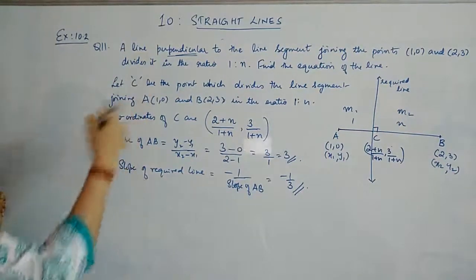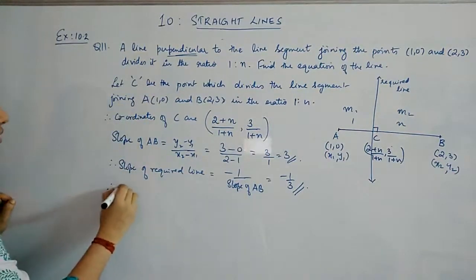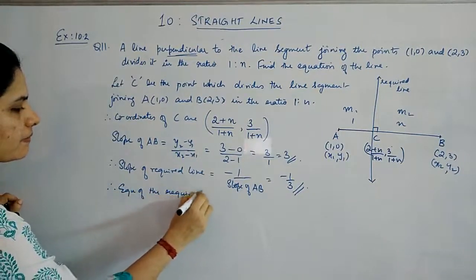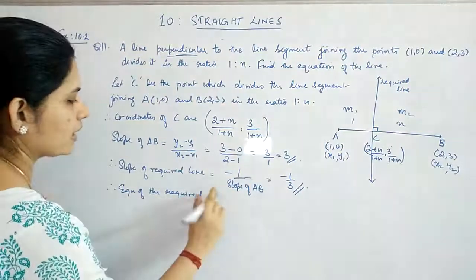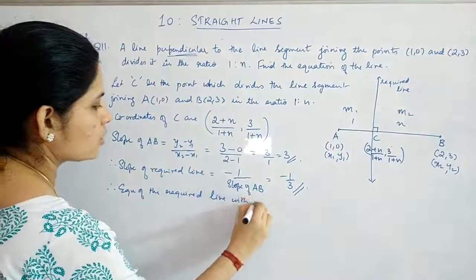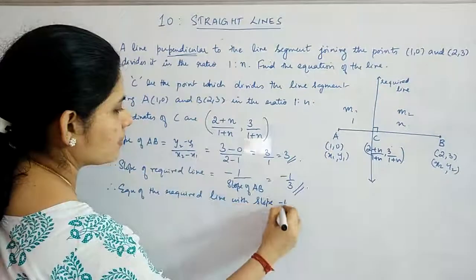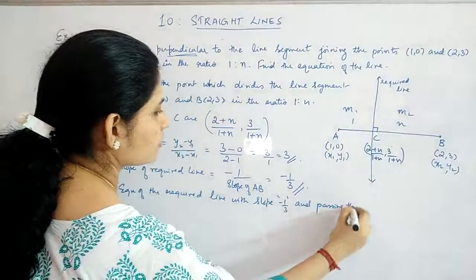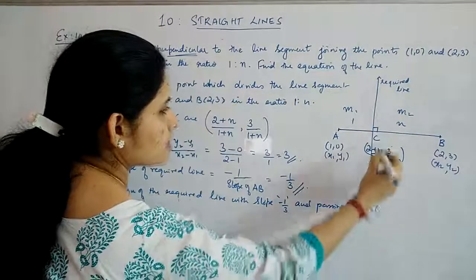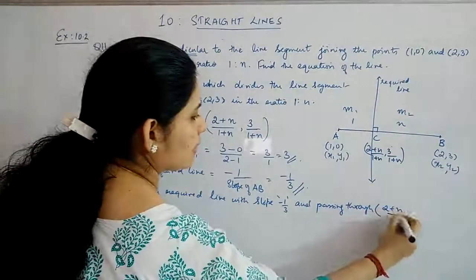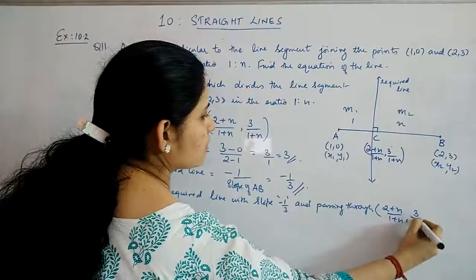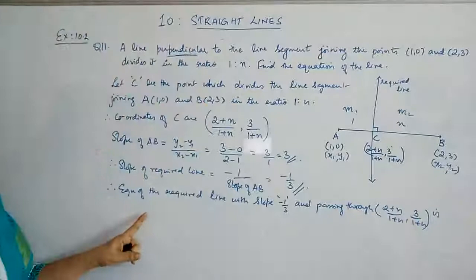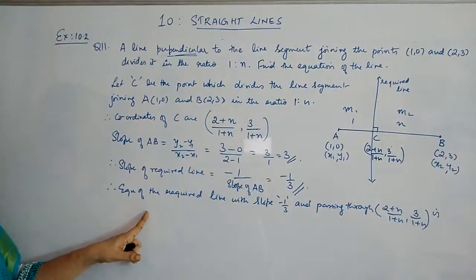Now you can find out what is the equation of the line. Therefore, equation of the required line with slope minus 1 by 3 and passing through which point? C, which is (2 plus n) by (1 plus n) comma 3 by (1 plus n), is what formula you will use to find out the required line?